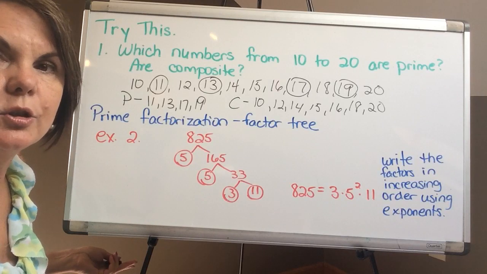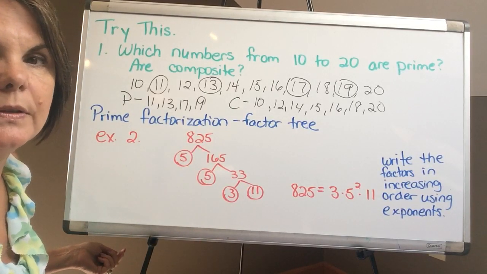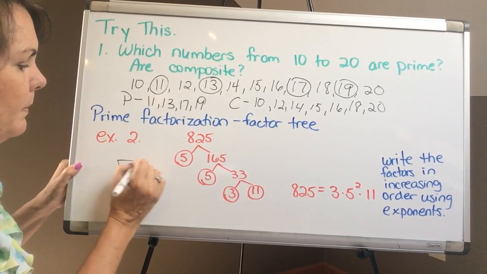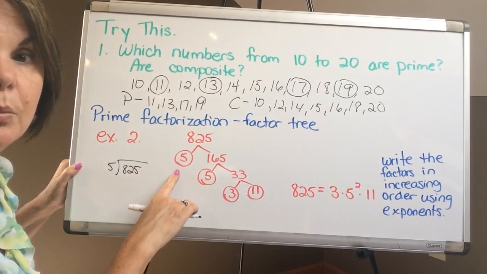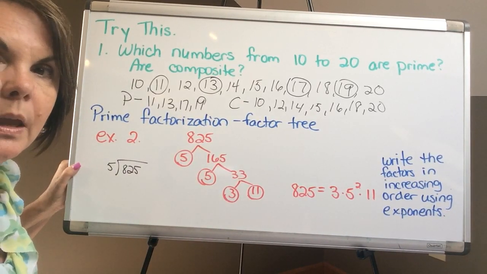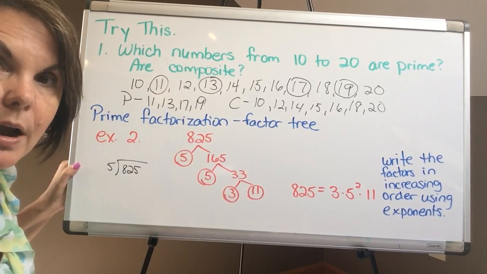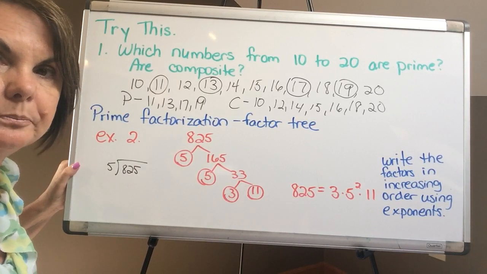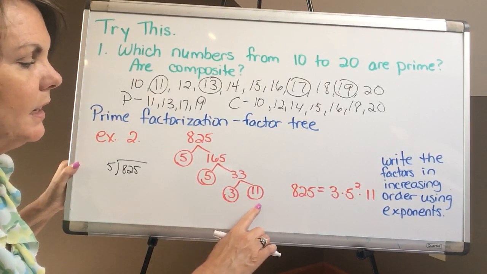Large number like 825. Well, it ends in a 5. I'm going to start there with that divisibility rule. And yes, I do have to go over here on the side and do my long division, 5 into 825. But I do know because of my rule that it will work. So I come out with 5 times 165. 165 is not prime. Why? Because it ends in 5 again. So I know 5 is a factor. I do it again and I find out 5 times 33. 33 is not prime. It is 3 times 11.